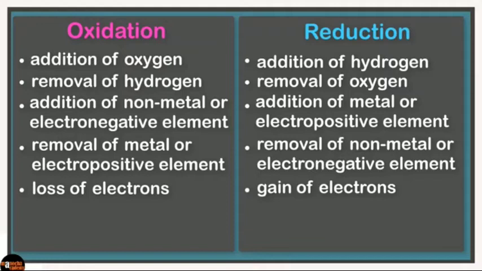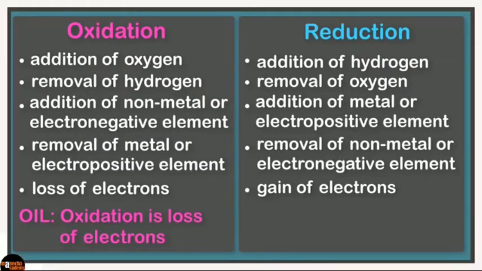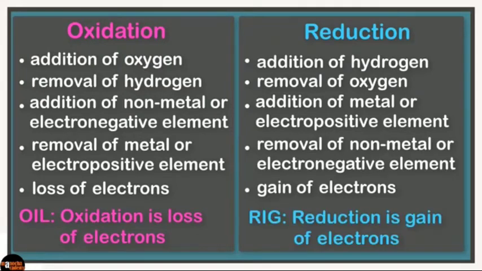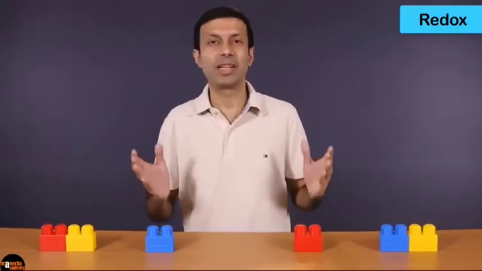You can remember the last difference with the help of this simple mnemonic, OIL RIG. OIL stands for oxidation is loss of electrons and RIG stands for reduction is gain of electrons. Let's look at some examples of redox reactions.